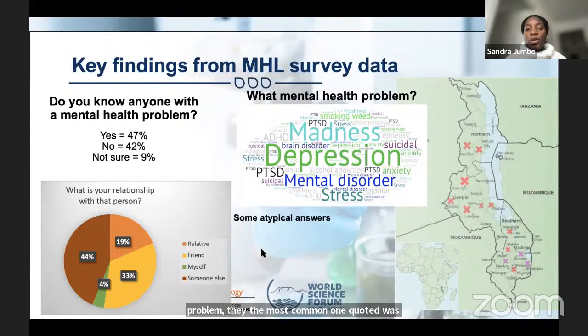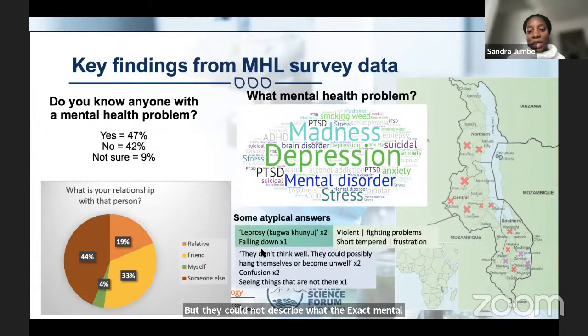And when we asked particularly what type of mental health problem, the most common one quoted was depression, but the other most common thing that people said was just madness. So it was almost showing us that people thought their relative or friend had an issue, but they could not describe what the exact mental health problem was. And again, this fuels the issue of people not really understanding what mental illness is, that there are different conditions, in the way that with physical health you have a cold, you have flu, you have malaria. So the diagnosis part is really a problem.